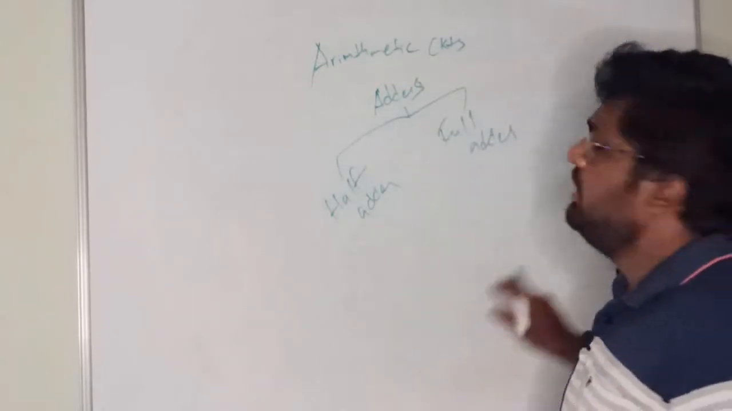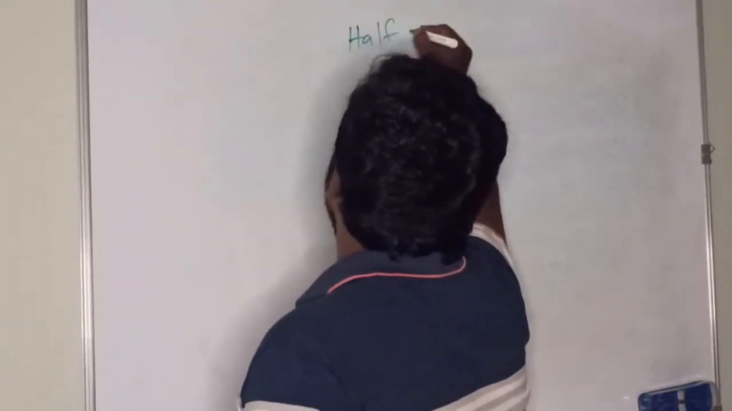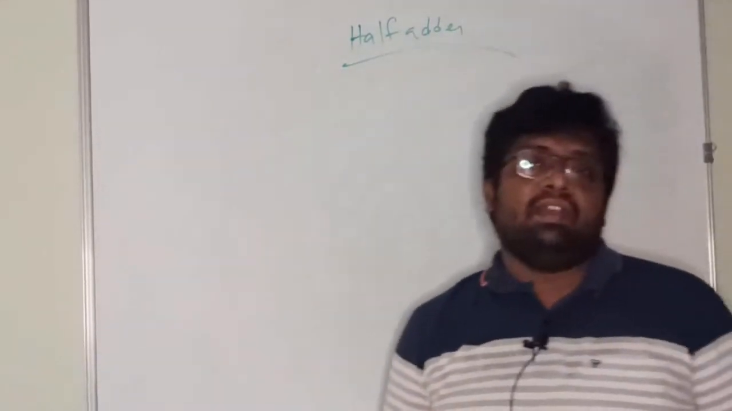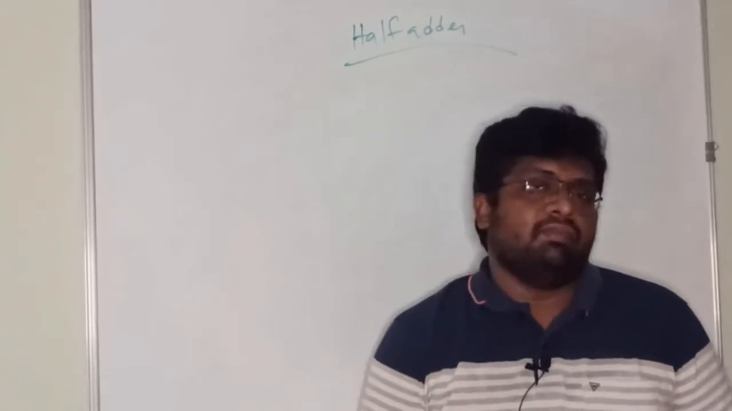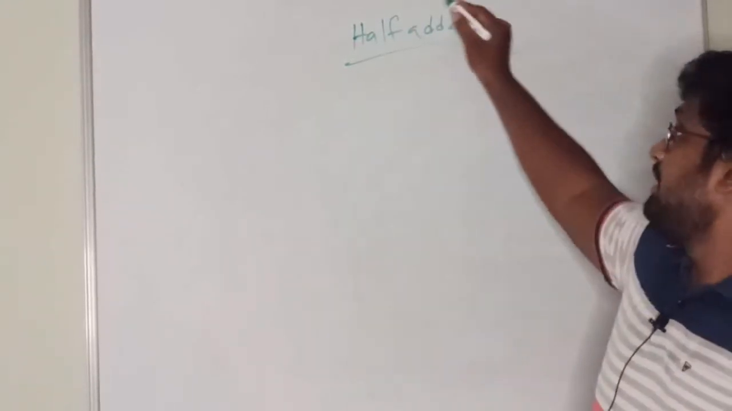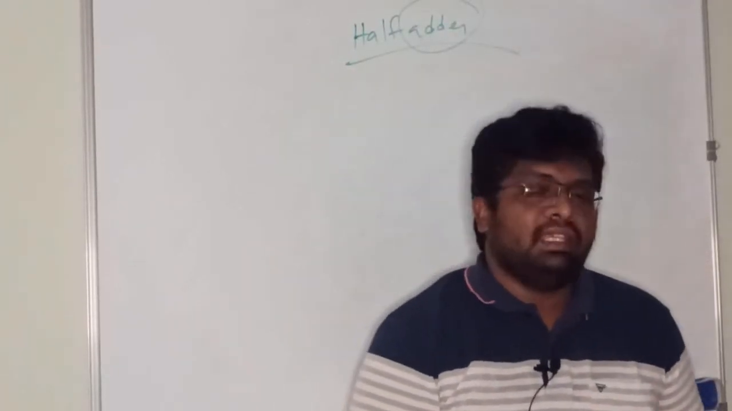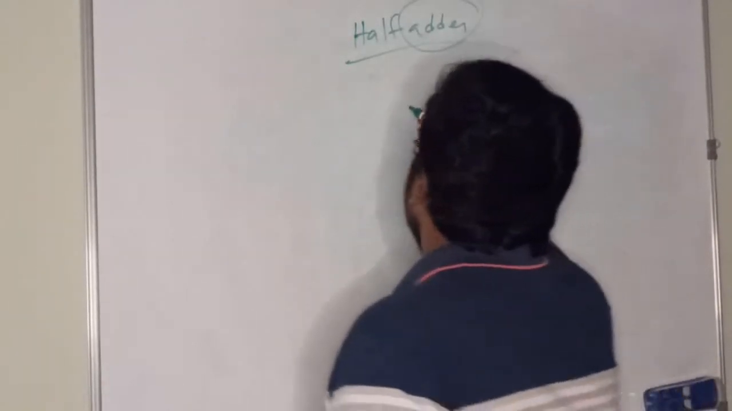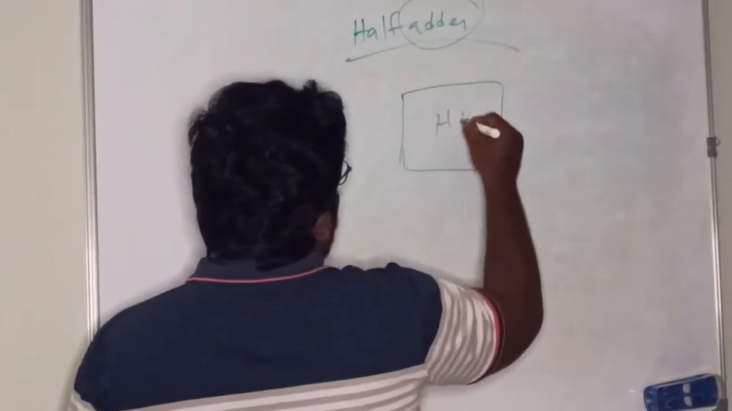So let us see in detail about the half adder. What is a half adder? How does it work? Adder, as the name itself indicates, performs the addition of two binary digits. And the block diagram for this half adder will be like this. This is a half adder.